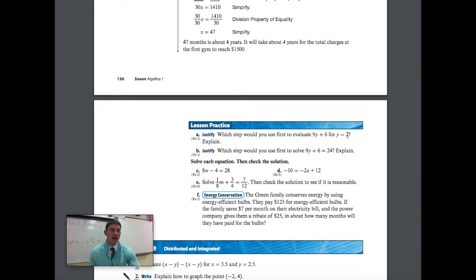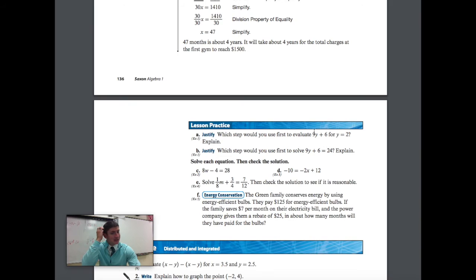Well, if you were evaluating, that means you take the 2 and you plug it in, so you've got 9 times y plus 6. The normal operation tells us that we're going to multiply 9 times 2. 9 times 2 is 18, plus 6 would give us a total of 24. So in the order of operations, normally you would multiply by 2.